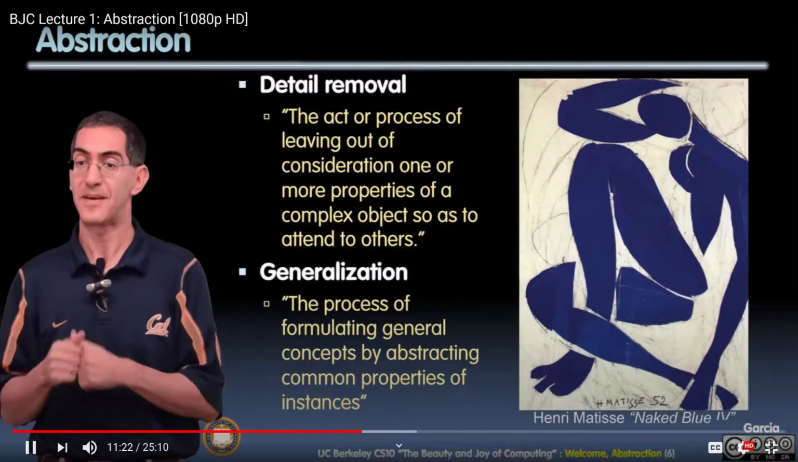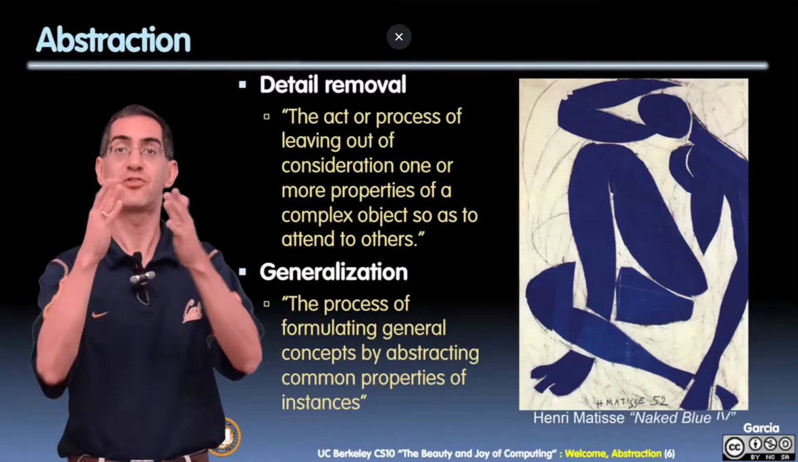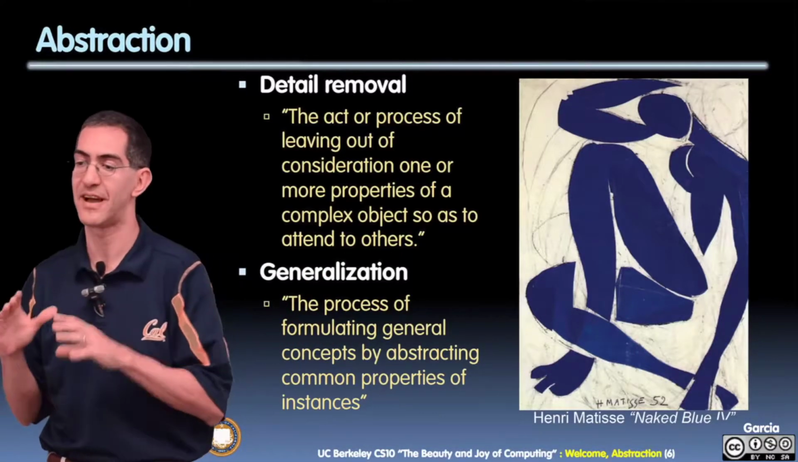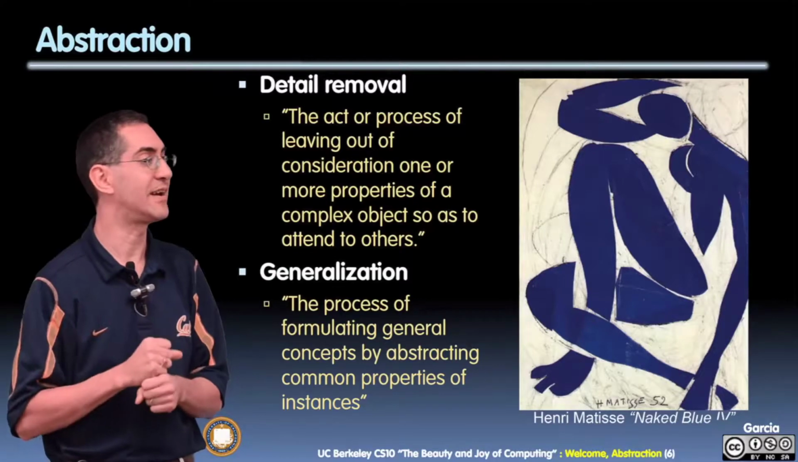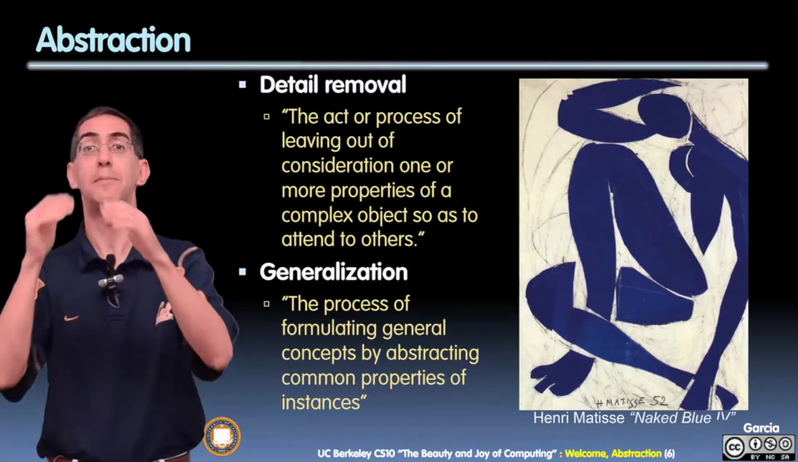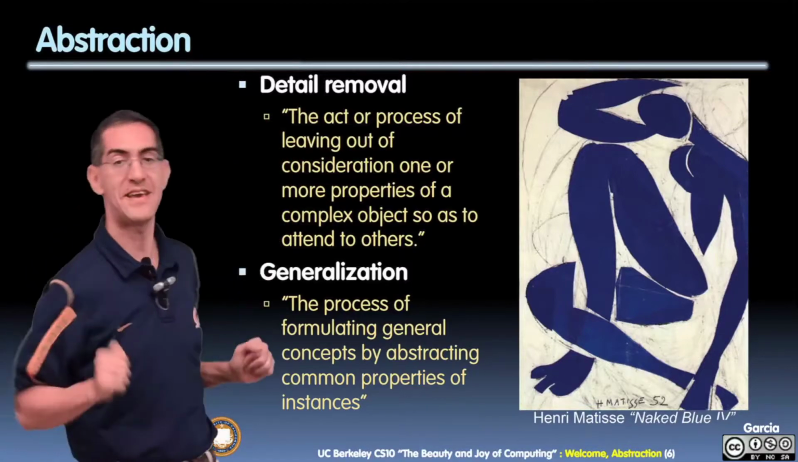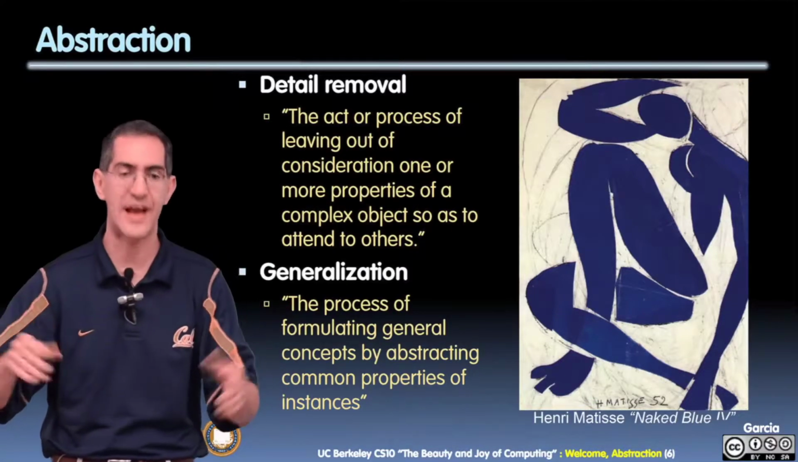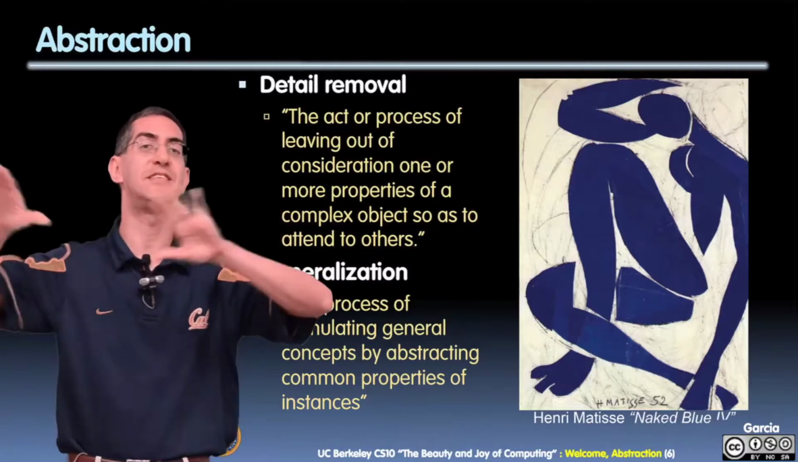So the next big topic is abstraction. And abstraction is one of the most powerful ideas in all of computer science. It is the central idea in CS10. And abstraction is about two pieces. If you kind of say, well, what do you mean by abstraction? We typically think of two pieces.